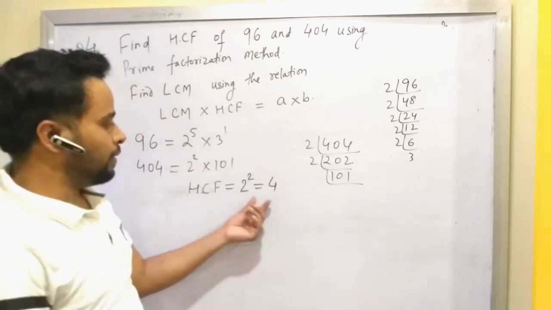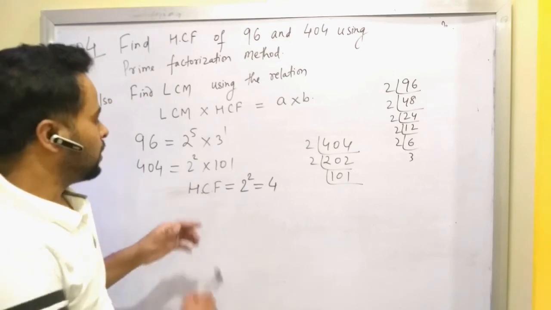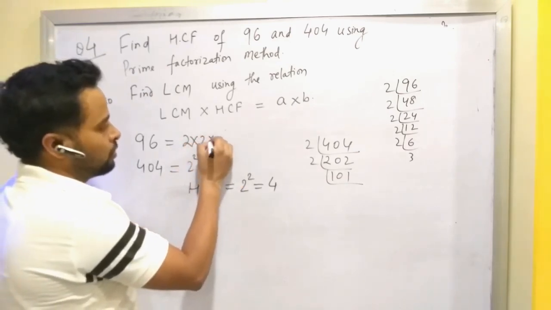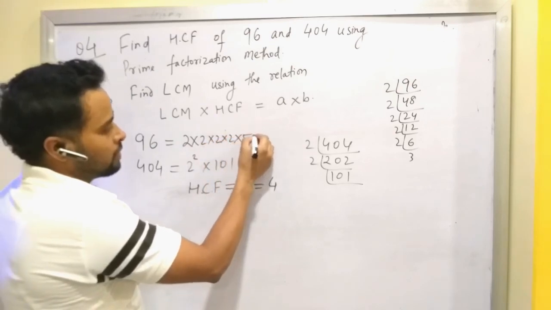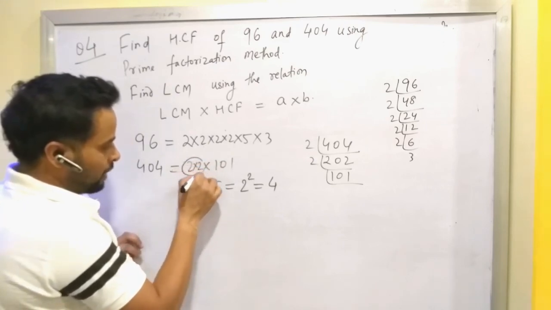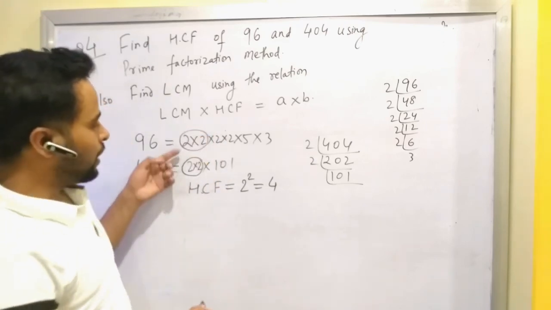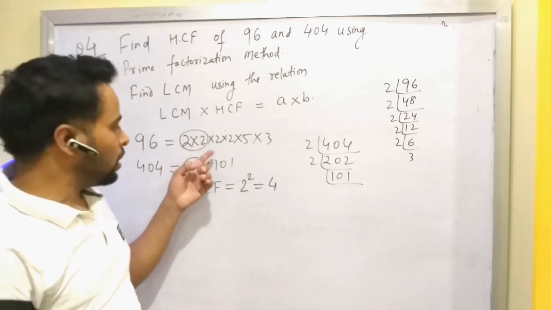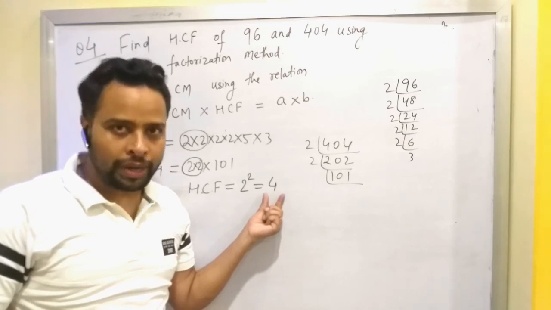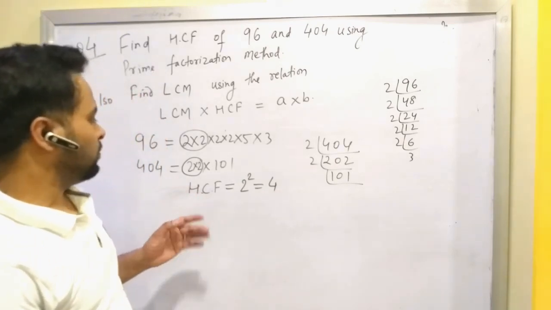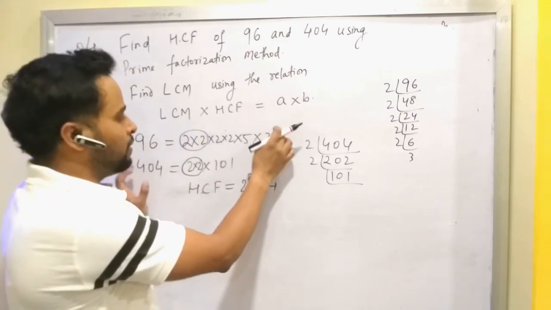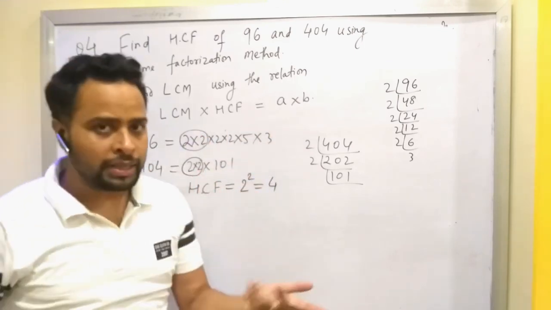We got the HCF of these two numbers because you can write this number as 2 into 2 into 2 into 2 into 2, 5 times, into 3, and this also can be written as 2 into 2. So let's make the pair 2 2. If prime numbers occur in both the factorizations, that is taken as the HCF. And if I want to take the LCM, then let's take 2 to the power 5 into 3 to the power 1 and 101. That is the LCM.